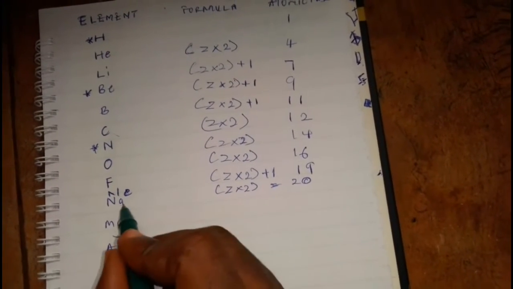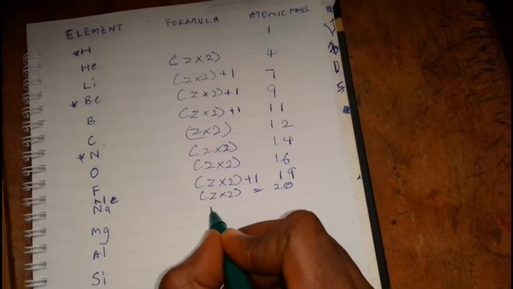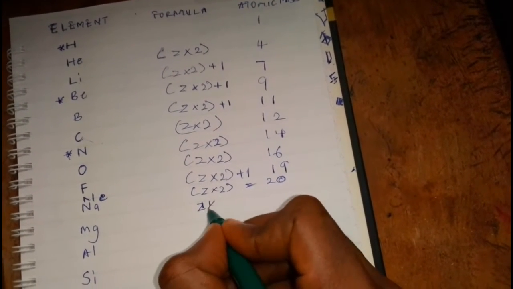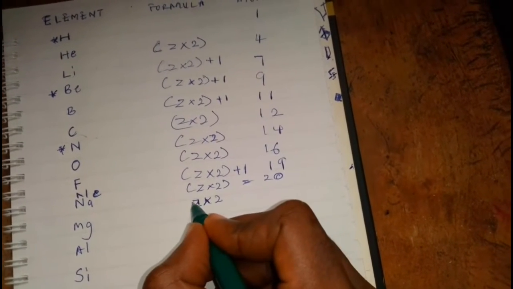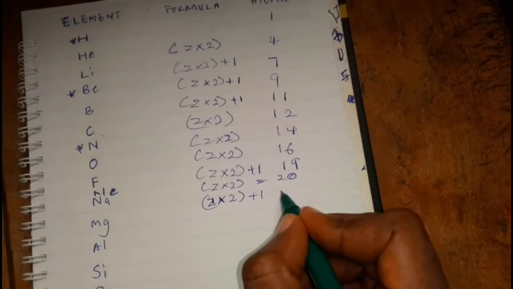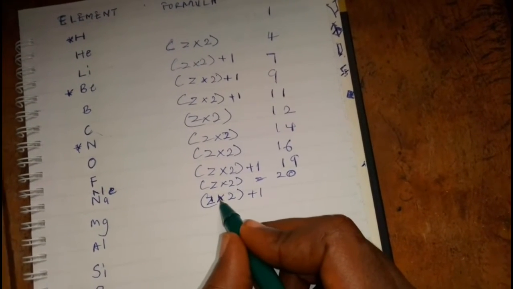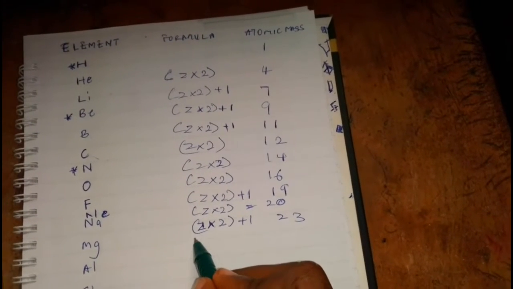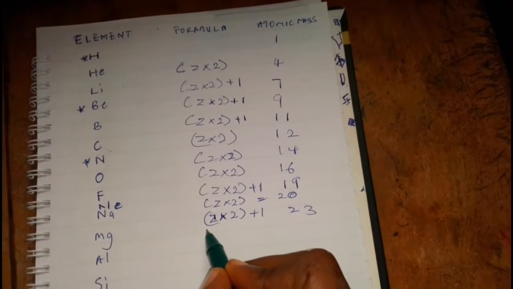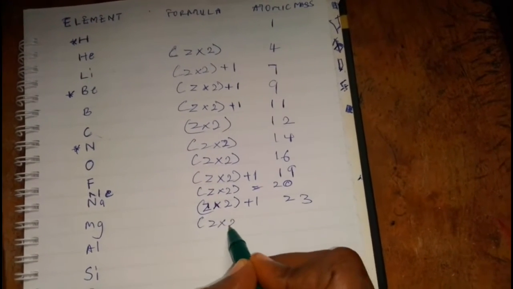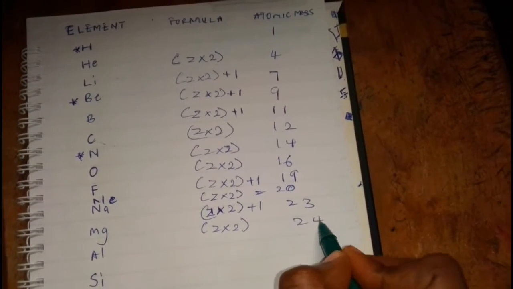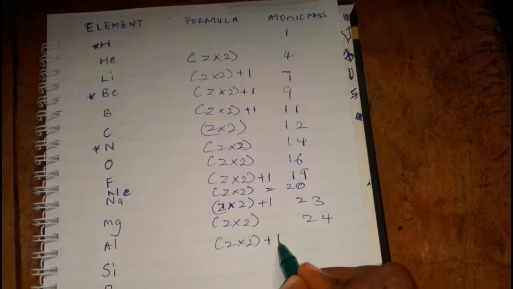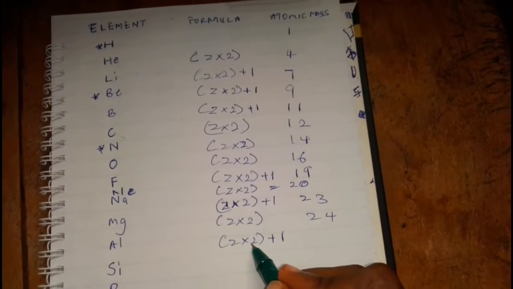Sodium is 11. And 11 is not an even number, so that will be Z times 2 plus 1, because 11 is an odd number. 11 times 2 is 22, plus 1, it will give you 23. Magnesium has atomic number 12, and 12 is an even number, and that's how you continue doing it. This one is 13, so we use Z times 2 plus 1, because 13 times 2 is 26, plus 1, 27.